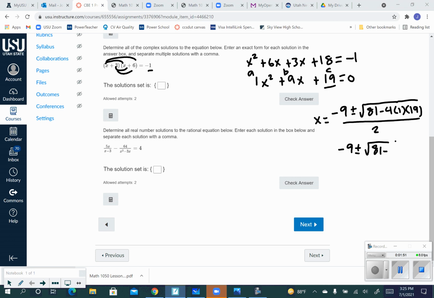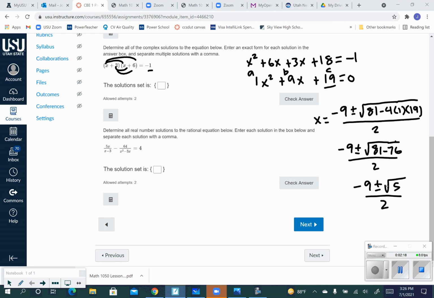On your quiz, make sure you use your calculators and just double check all your work. 81 minus 76 is 5. So I get right there, the square root of 5 does not come out evenly. It's irrational, like we talked about. So we would simplify it if we could, but we can't. So that's our two solutions. And remember, the reason why there's two solutions is because of the plus and because of the minus.